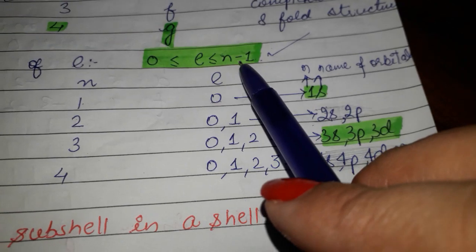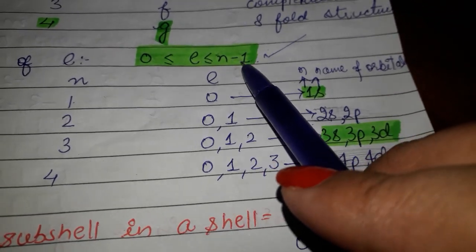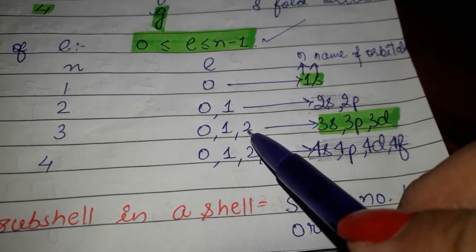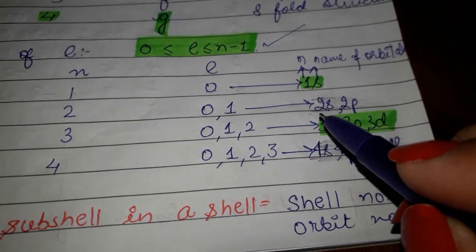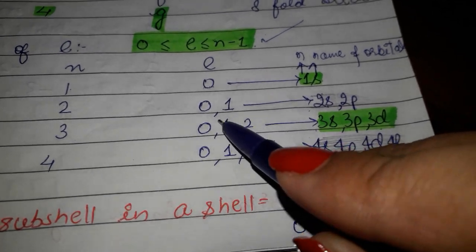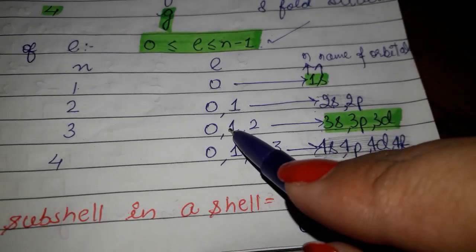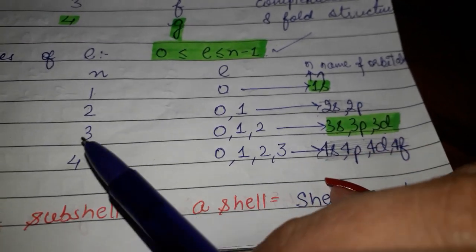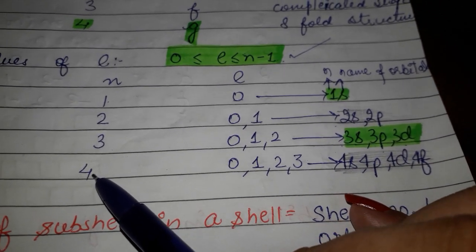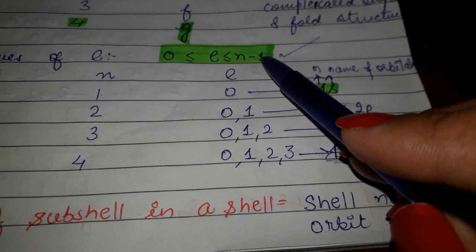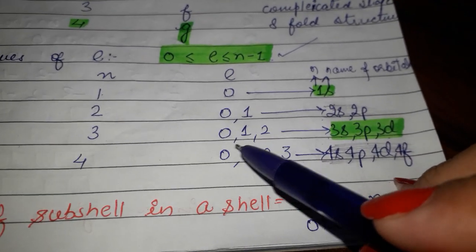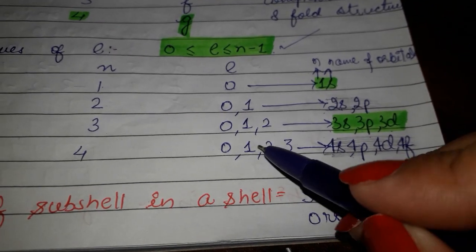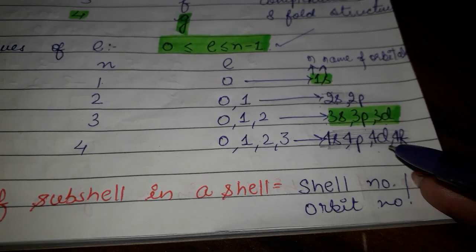For 3, the values of L will be from 0 to 3 minus 1, 2. That is 0, 1, 2. You can write 3, 3, 3. Corresponding to 0, 3S. Corresponding to 1, 3P. Corresponding to 2, 3D. Now, next is 4. For N equal to 4, the values of L will be from 0 to 4 minus 1, which is 3: 0, 1, 2, 3. So 4S, 4P, 4D and 4F.